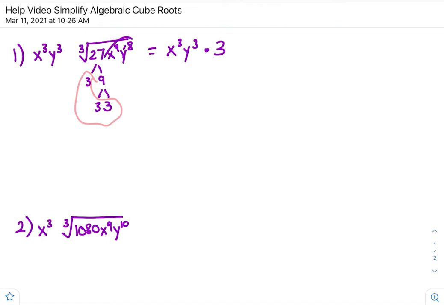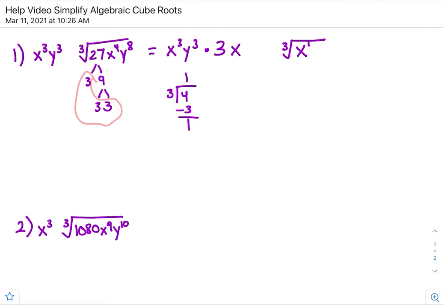Take the exponents and divide by the root. So we're going to get x to the 4th. So 4 divided by 3. 3 goes into 4 once. And we have a leftover of 1. So inside the cube root, we're going to get one variable of an x. So x to the 1st, you guys. And we did find a perfect cube within x to the 4th, which is just going to be x.